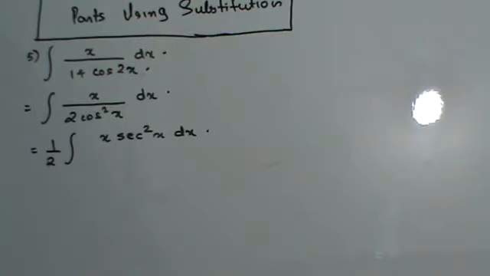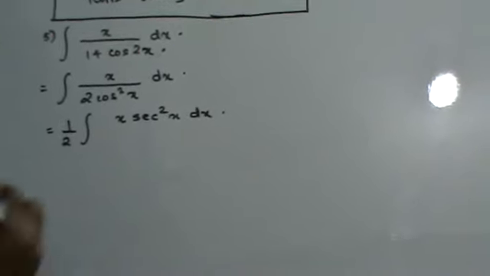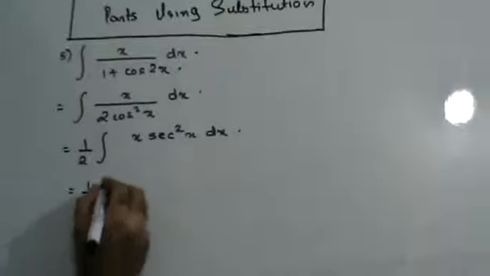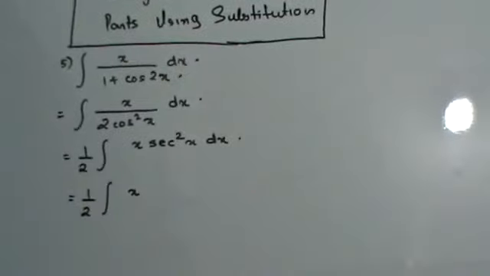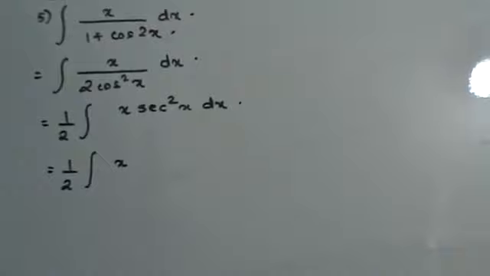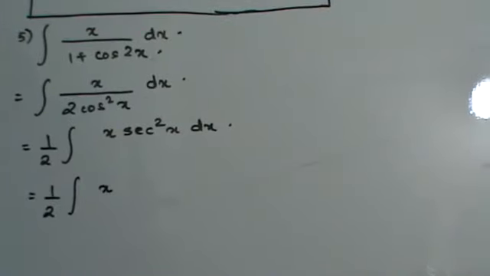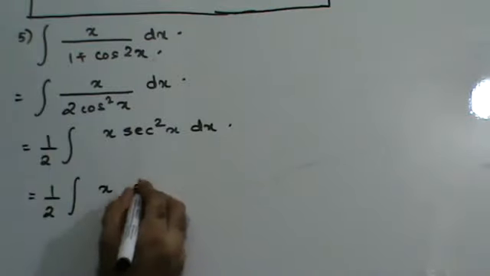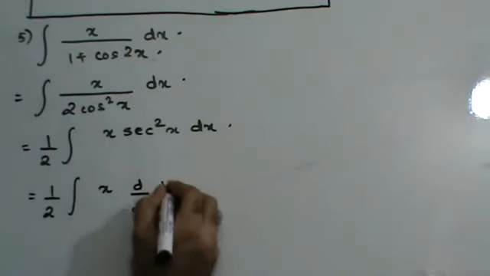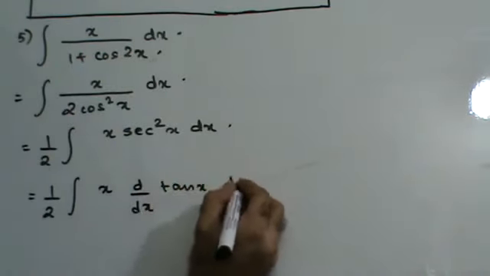Fine, do we get this thing clear? Now, this can be written as 1 upon 2 integral of x. Now we know that d by dx of tan x is nothing but sec square x. So sec square x can be written as d by dx of tan x dx.